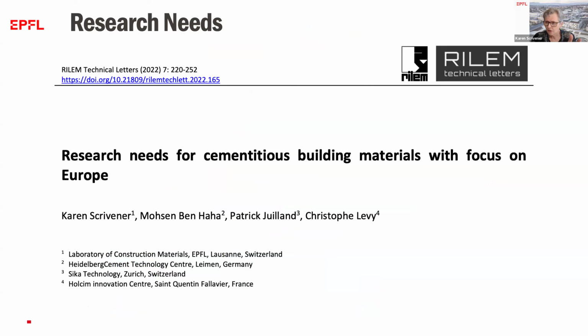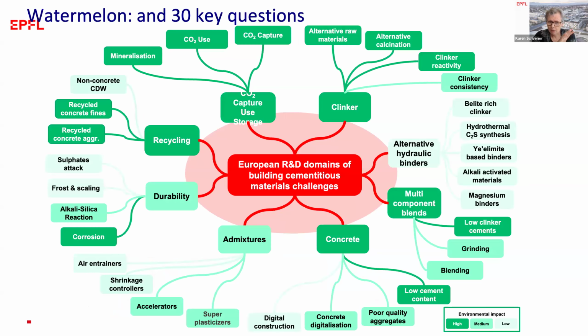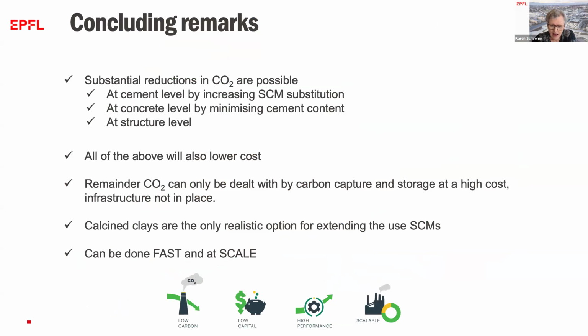We need some support from research. This paper we published in Rhineland Technical Letters a couple of years ago. We made this watermelon, as we call it, to really highlight those areas where research was needed. And I just want to stress again that we do have this potential to make substantial reductions. The problem is not Portland cement. The problem is the way we're using it, and we're not looking at how we can use it more efficiently.